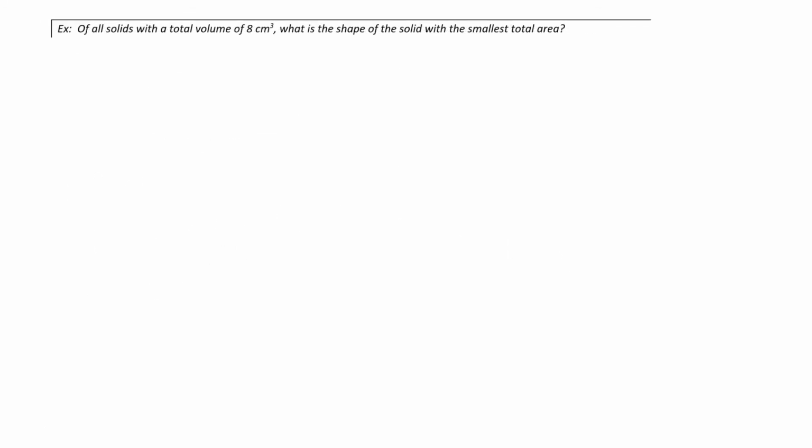Of all solids with the total volume of 8 cubic centimeters, what is the shape of the solid with the smallest total area? If we're looking at all three-dimensional shapes, all possible solids, we have to consider prisms, pyramids, cylinders, cones, and spheres. As discussed previously, spheres give you the optimal shape when it comes to maximizing volume and minimizing surface area. So if you take all the shapes that have an 8 cubic centimeter volume, the one with the smallest surface area will be a sphere.